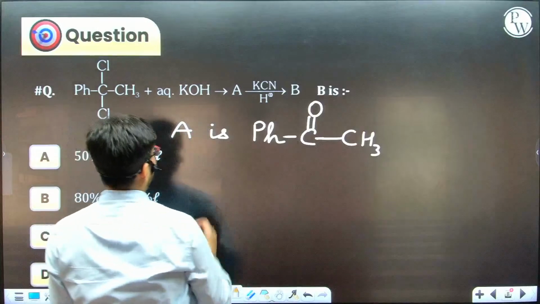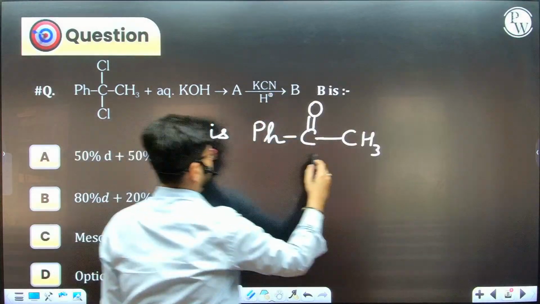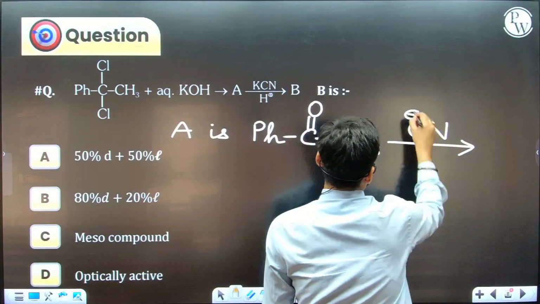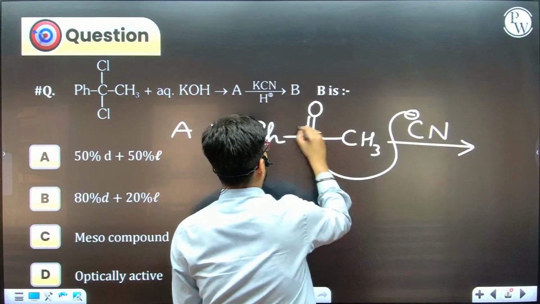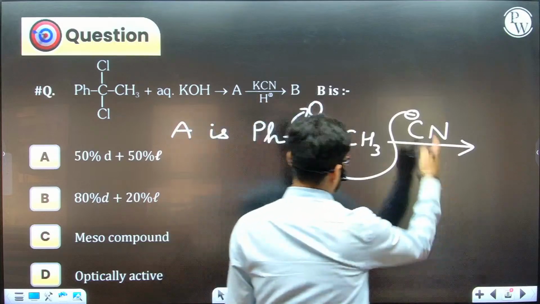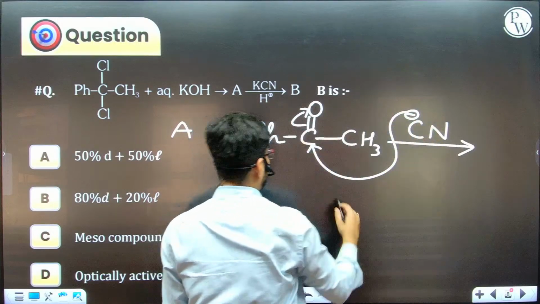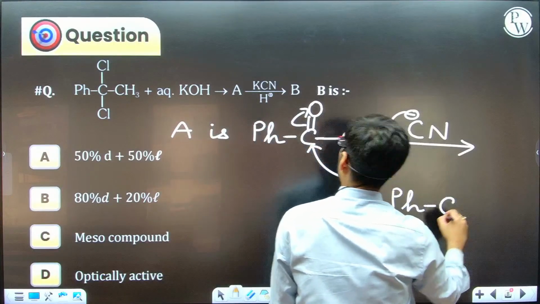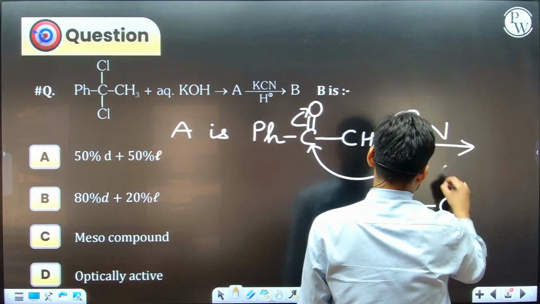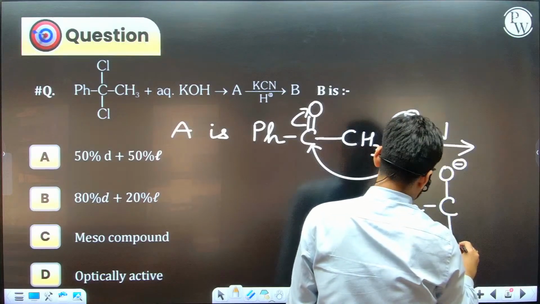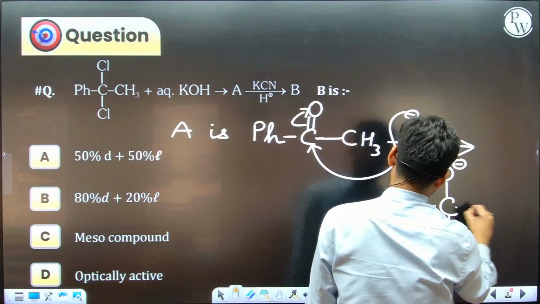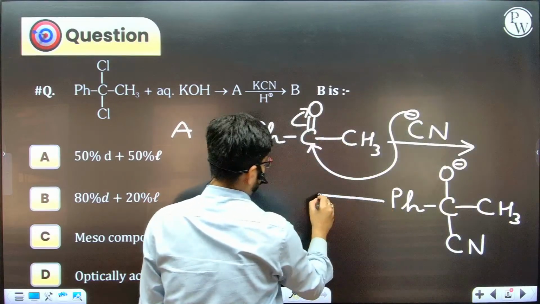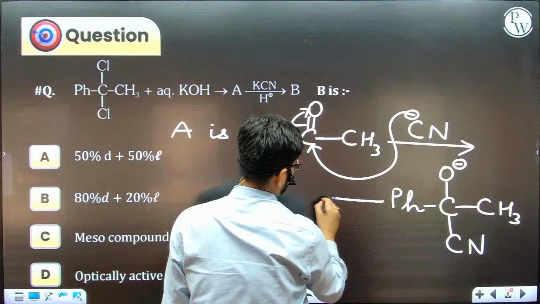What about B? Now this is treated with KCN. So a ketone reacts with KCN. CN minus is a good nucleophile. We know that a ketone shows nucleophilic addition. This will attack the carbonyl carbon, and hence we will get this, followed by acidification in order to neutralize the negative charge.